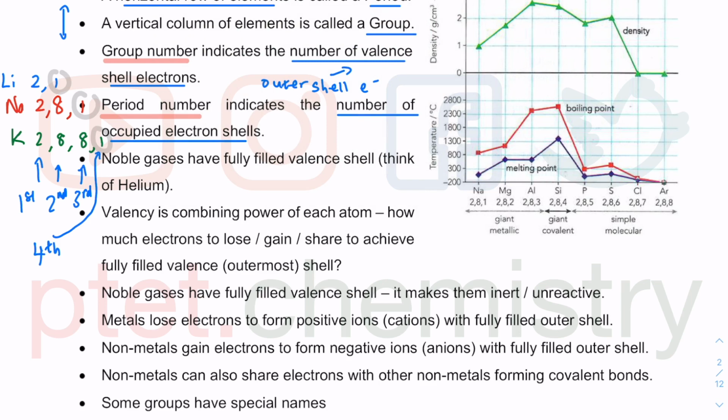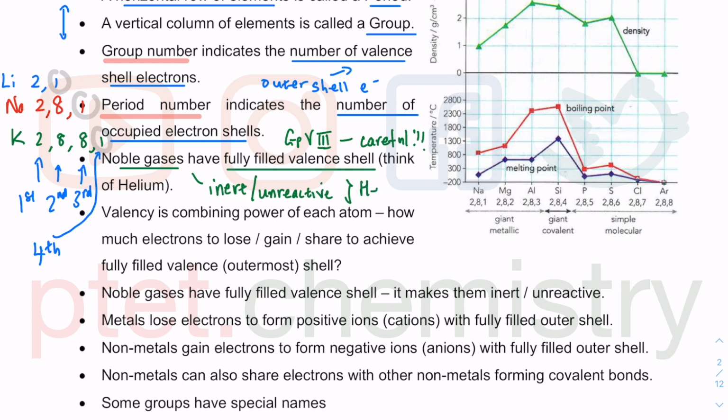Noble gases are your group 8, so they are inert, unreactive chemically, and the reason they are unreactive is because they already have a fully filled outer shell. But why did I say think of helium? Because when you have helium, you do not have 8 electrons in the outer shell. Even though it's group 8, helium only has 2 electrons in the outer shell. So be very careful about helium, because helium has only 2 electrons in the outer shell.